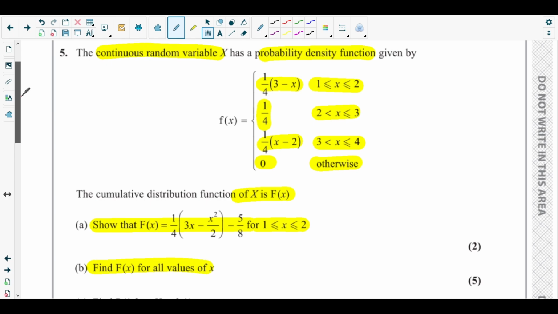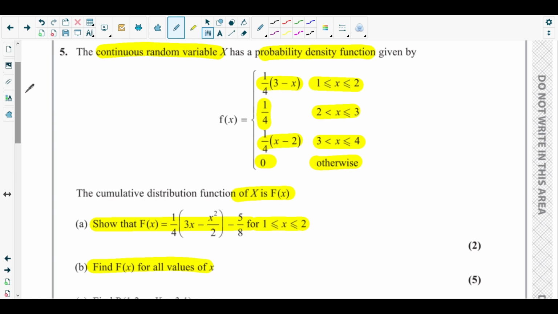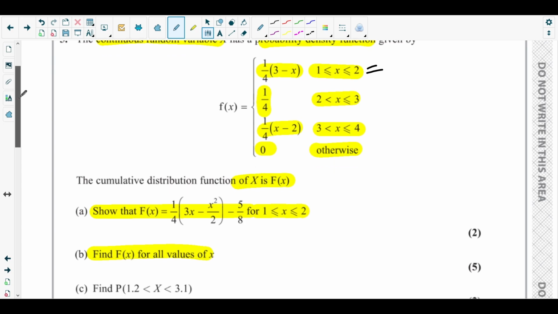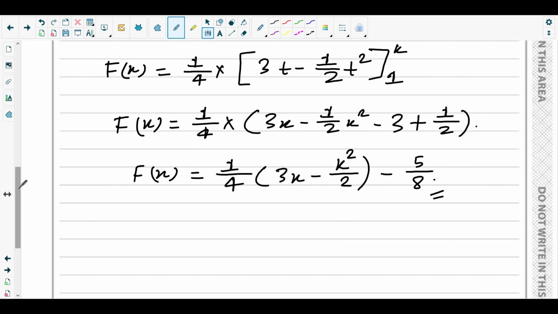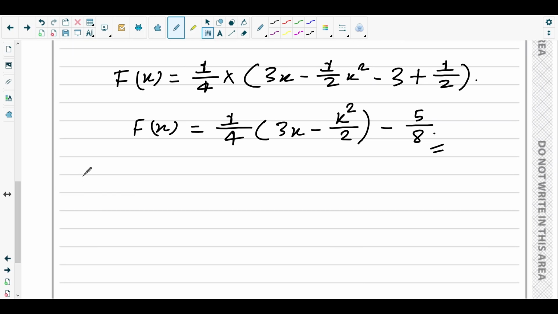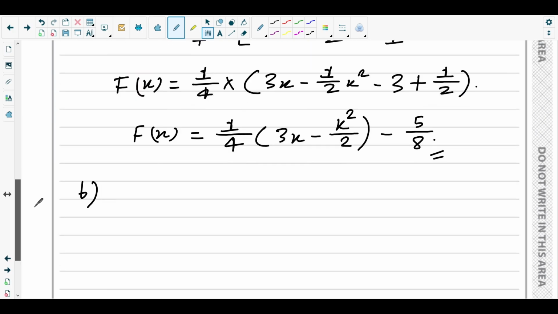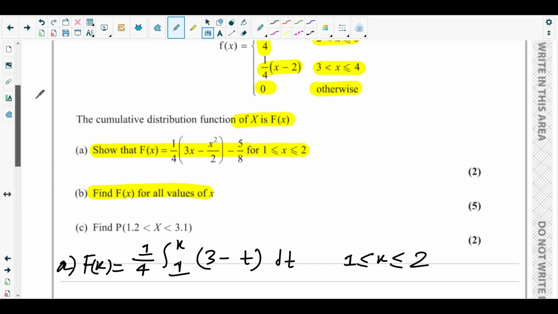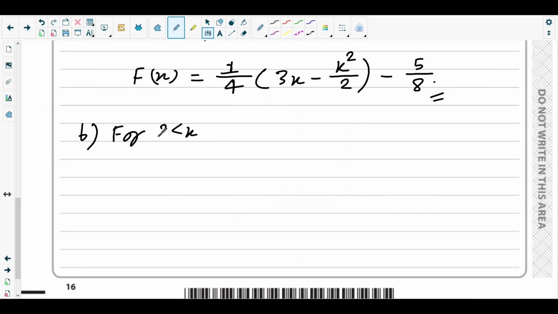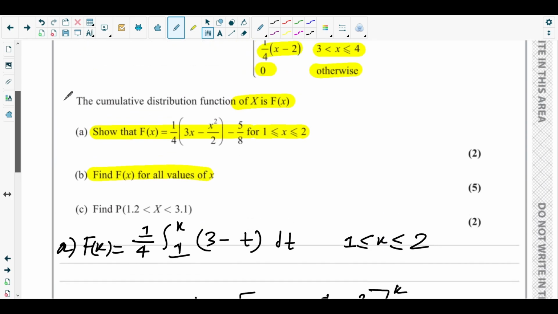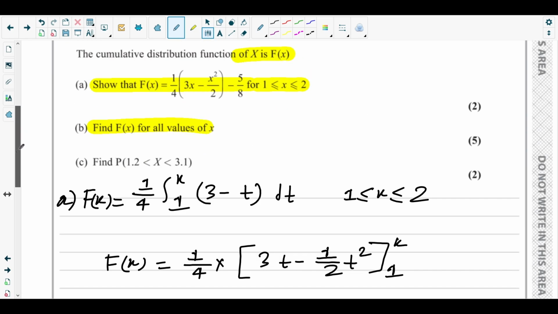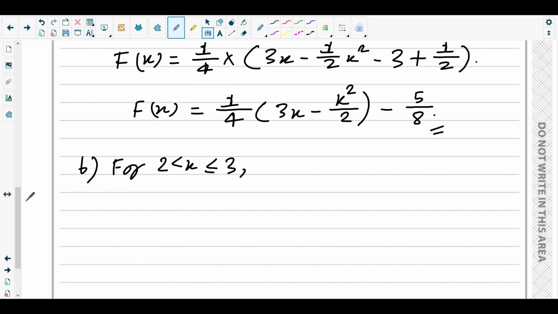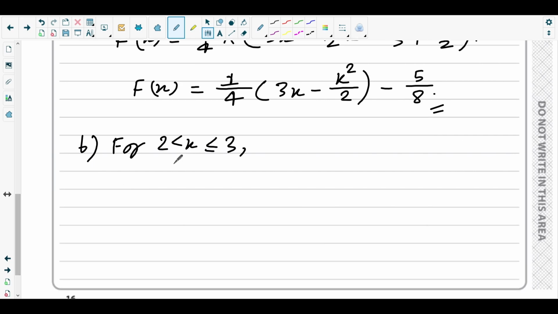So already we got the CDF for the interval x greater than or equal to 1, less than or equal to 2. Now the remaining ones are the next two, so we need to find the CDF for the rest of the values. Okay, so for x greater than 2, less than or equal to 3. Sorry, less than or equal to 3. Okay, this is 3.